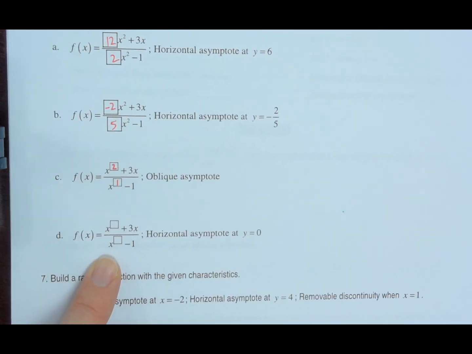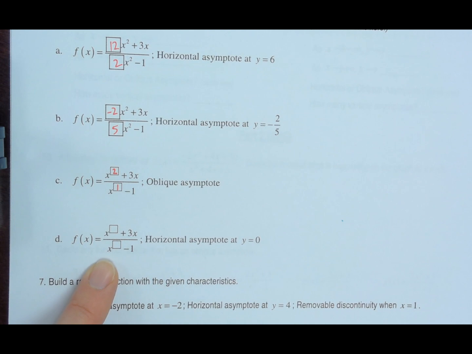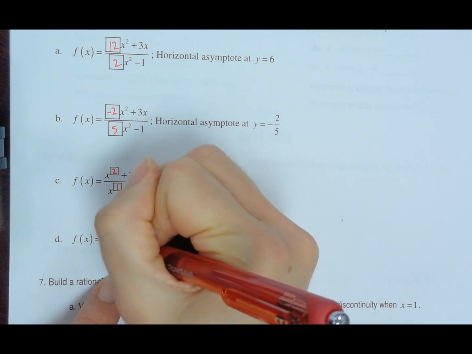And for this last one in this section, you want to have a horizontal asymptote at y equals 0. So you just want to make sure that whatever you plug in down here has a greater degree than what you put up here. So if I put a 2 here, then just anything that's 3 or higher. So I'll put a 4.